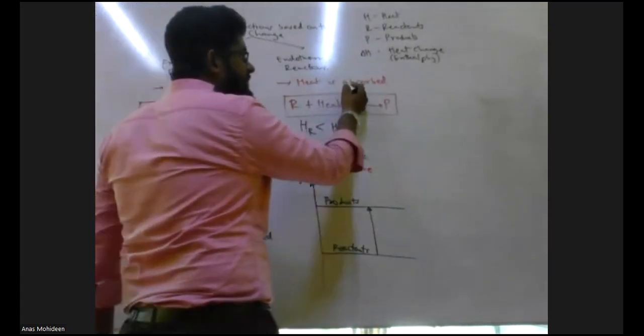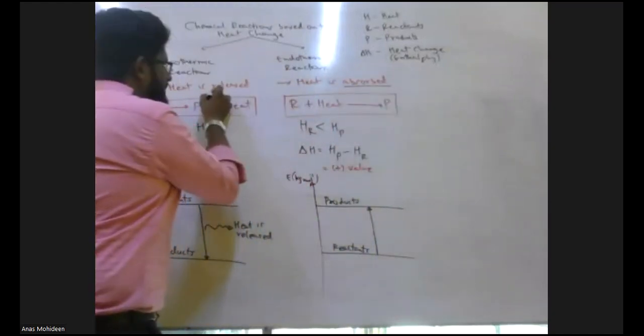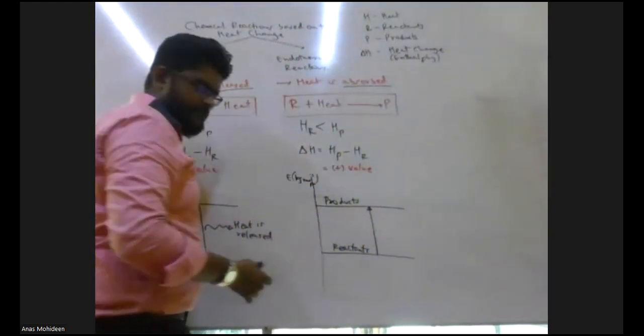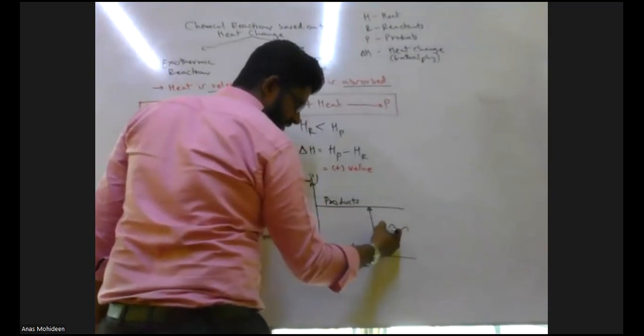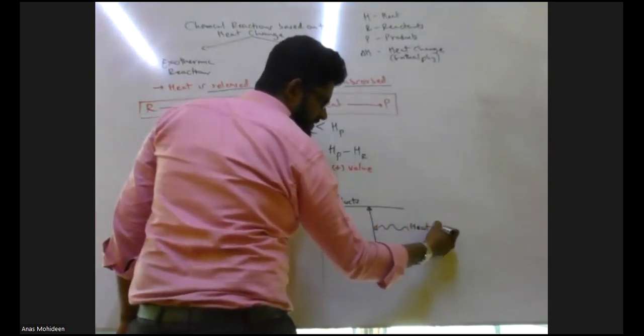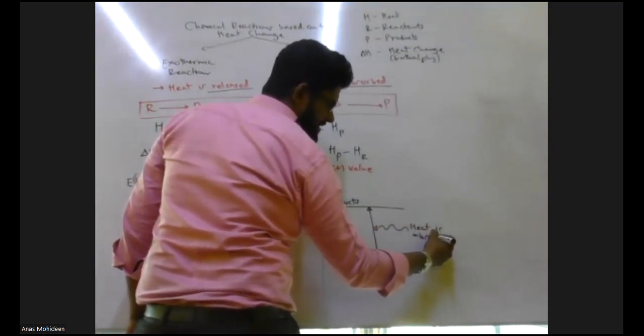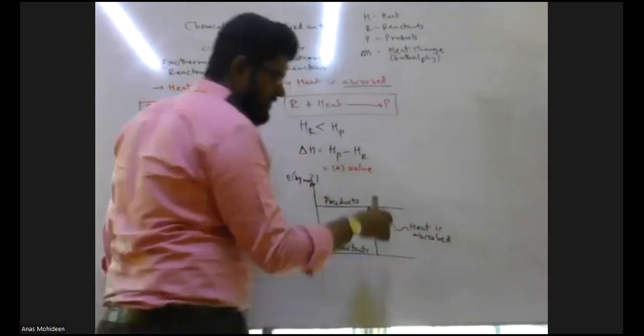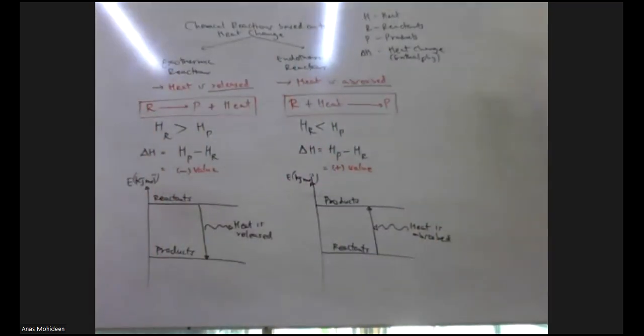And during this reaction, what is happening? The heat is absorbed. Earlier heat was released, now the heat is absorbed. So what are we showing here? We are showing the heat is absorbed. Or else, if a positive value is given in the question, we have to write the positive value. Clear? Is it hard? Very easy. This is a general term.